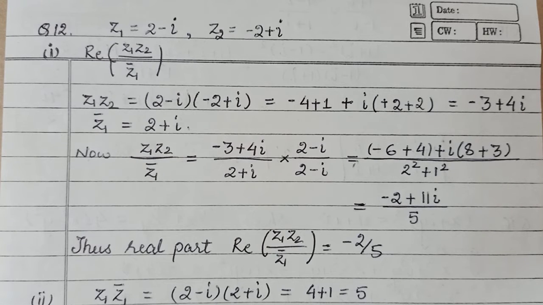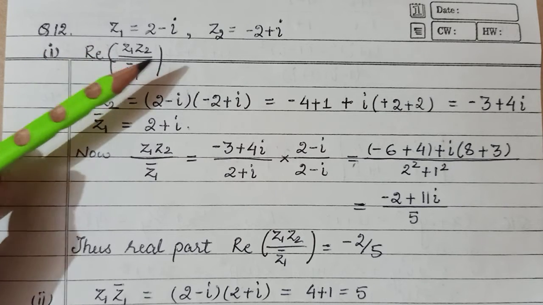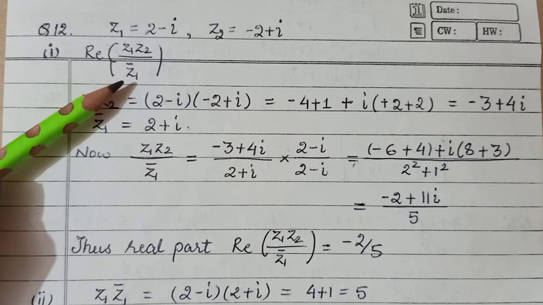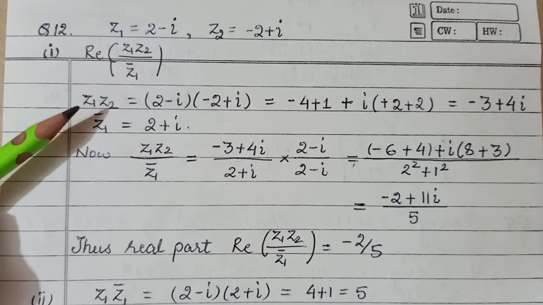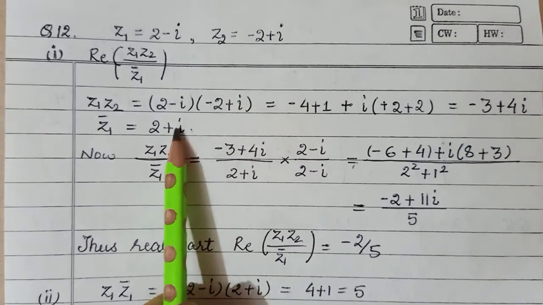Question number 12 now, children, where they've given you these two complex numbers z1, z2, and they are asking you to find the real part of z1 z2 upon z1 bar. So we'll do it stepwise. First, let's find the product of these two complex numbers given to you here.